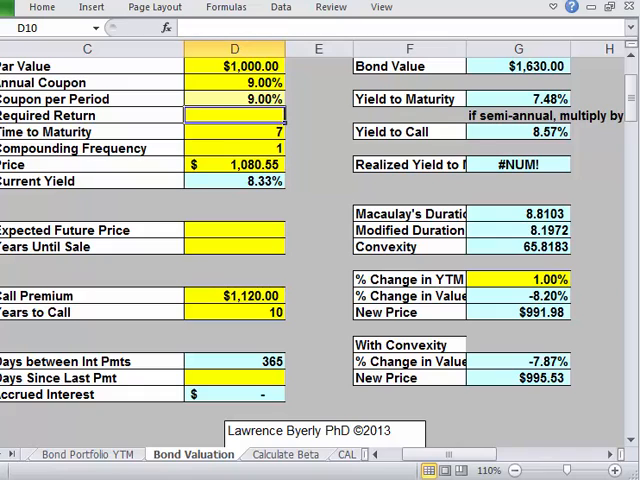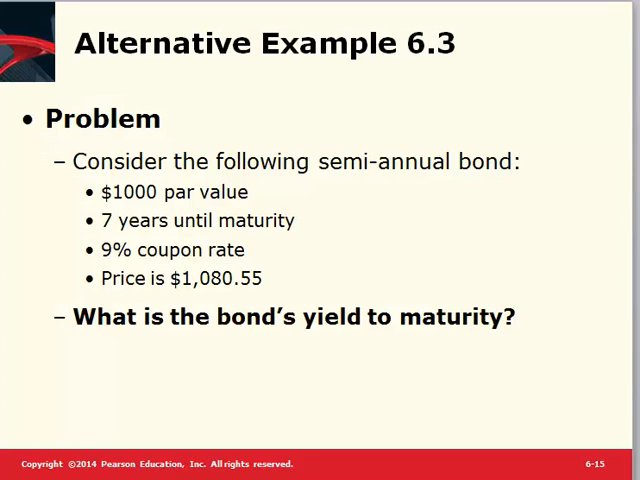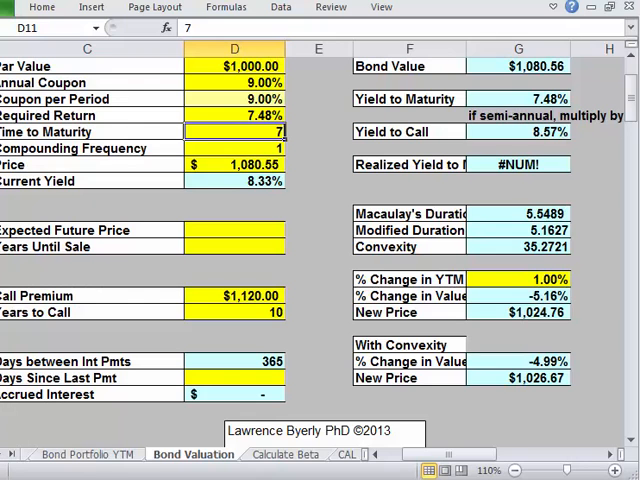Let's hope it is. If we put 7.48% here, if the required return and the yield are the same, we should ultimately get the value, and there it is, $1,080.56. So we have the correct value here. Okay? So the yield to maturity is 7.48%.